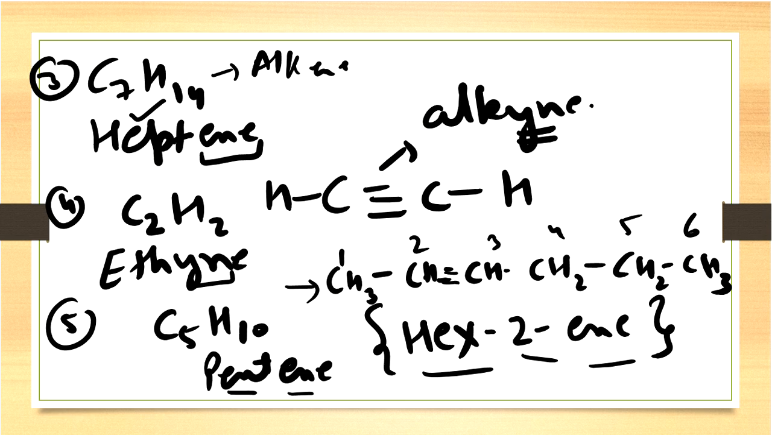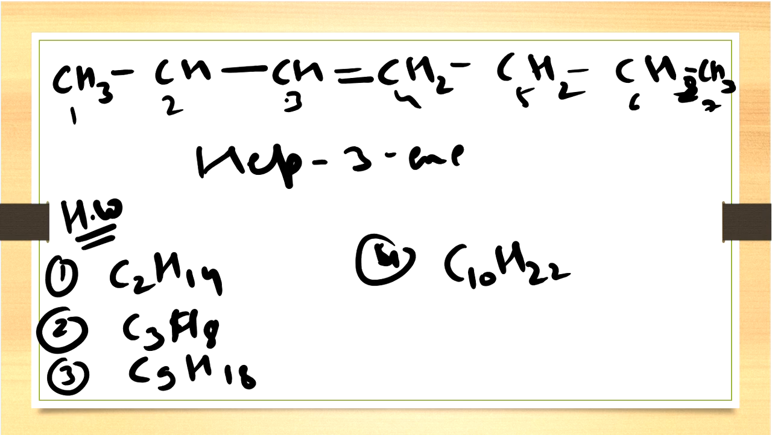Got it? Next, CH2 CH3 CH CS double bond CH2 CH2 CH3 CH3. The number of carbon atoms is 7. We start numbering from the left. The double bond is at the third position, so hept for the 7 carbon atoms, 3 for the position, and ene for the double bond, so the name will be hept-3-ene. Do these examples as homework and comment in the comment box after doing them.